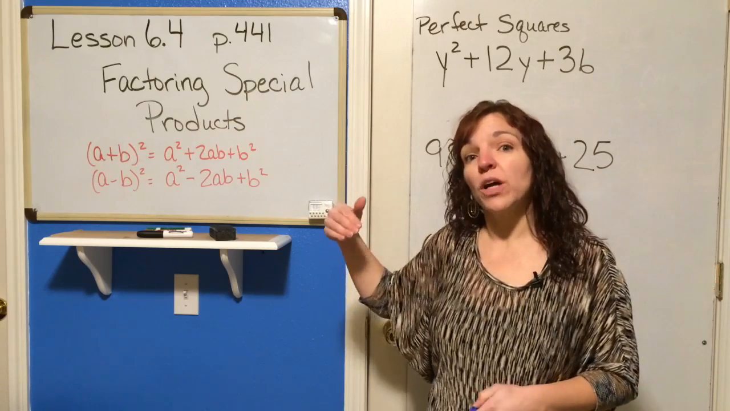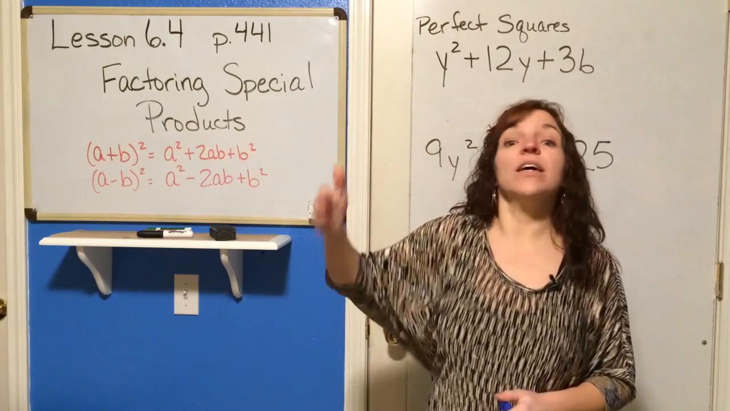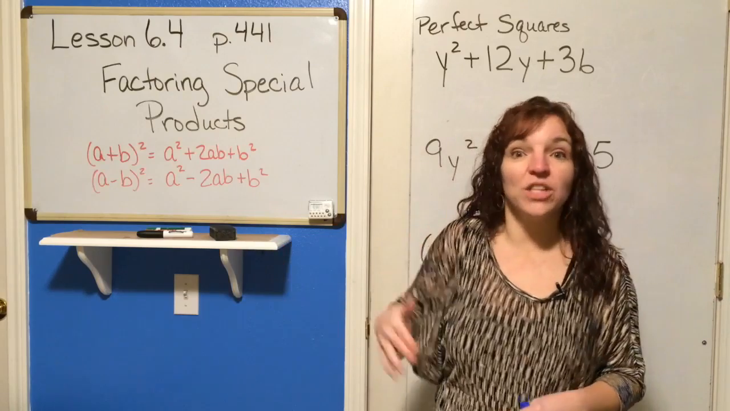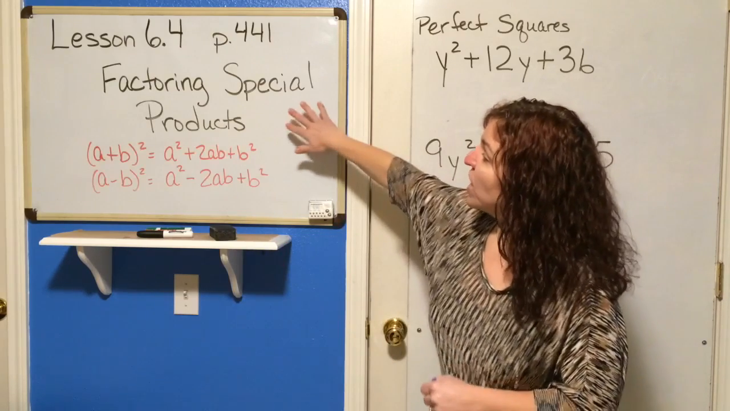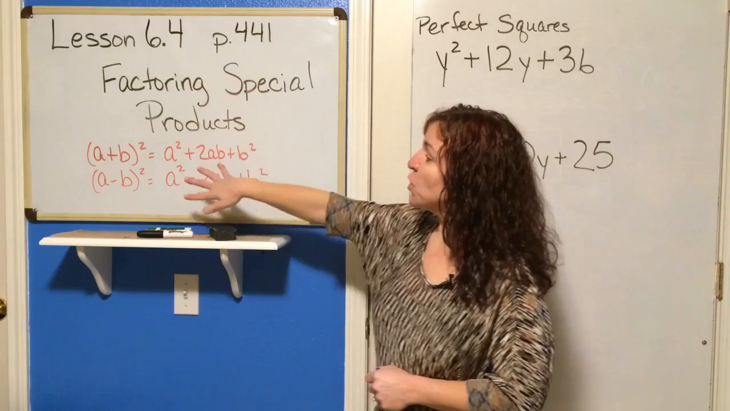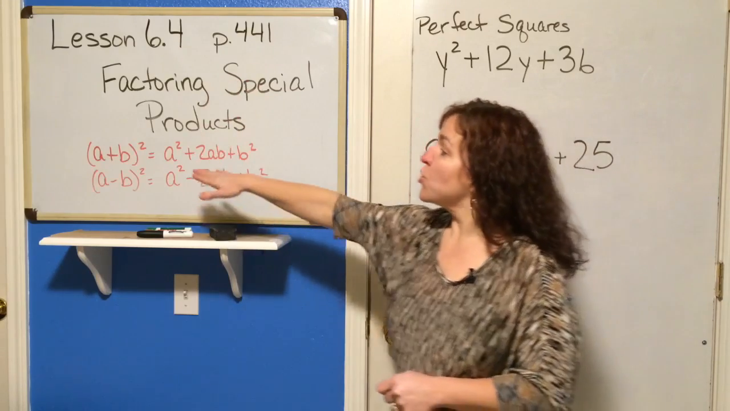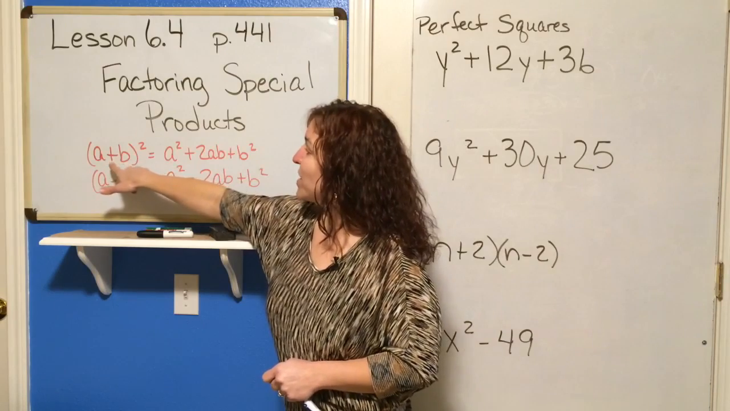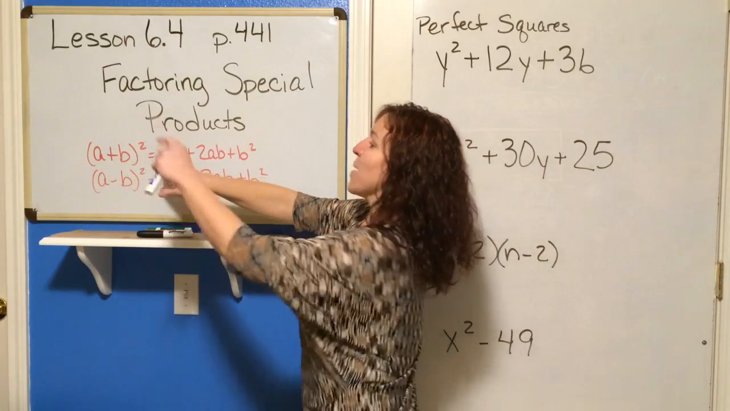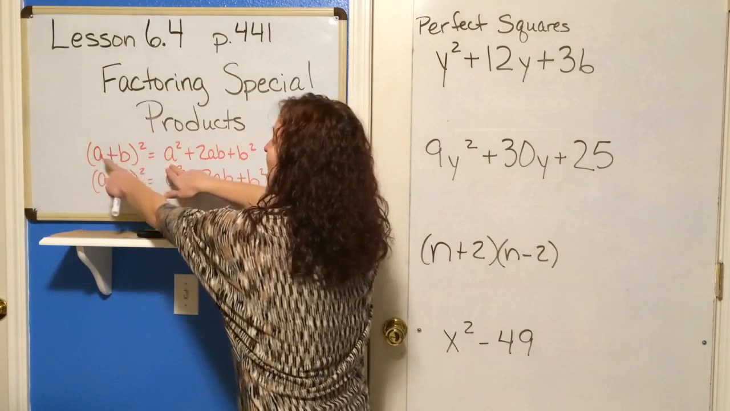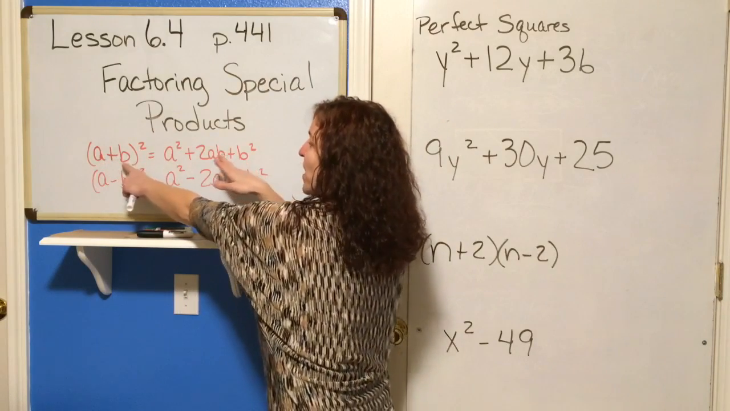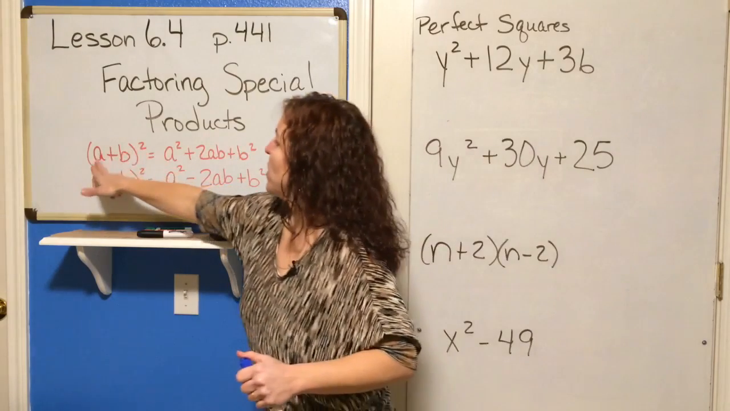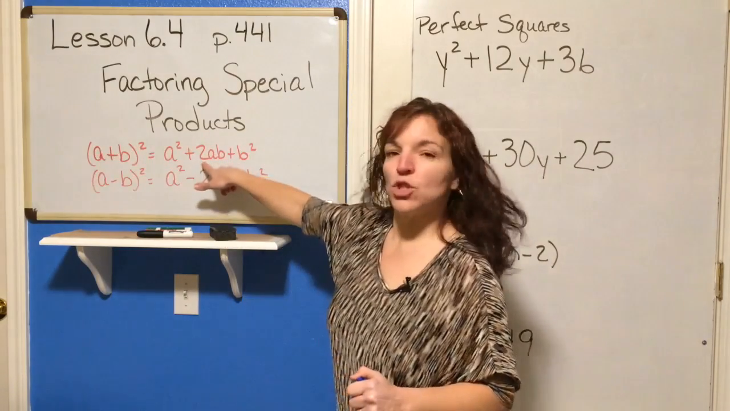I'm going to show you some shortcuts, and if you can recognize these shortcuts, it's going to make your life easier when you're factoring. But if you don't recognize them, it's okay to just keep doing it the way you've been doing it. All right, so those special products, the first one we're going to be talking about is when you square a binomial. When you square a plus b, what's happening is you're going to end up squaring that first term and squaring the second term, and that middle term becomes the two terms multiplied together times 2.